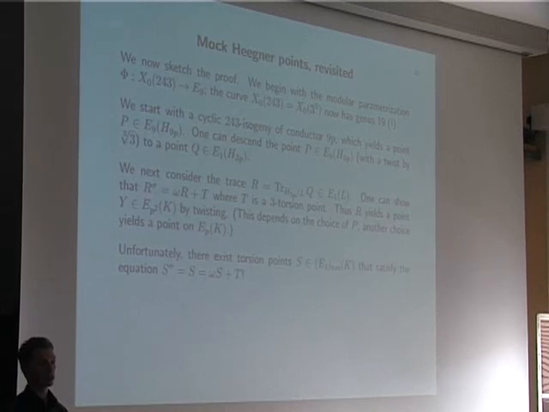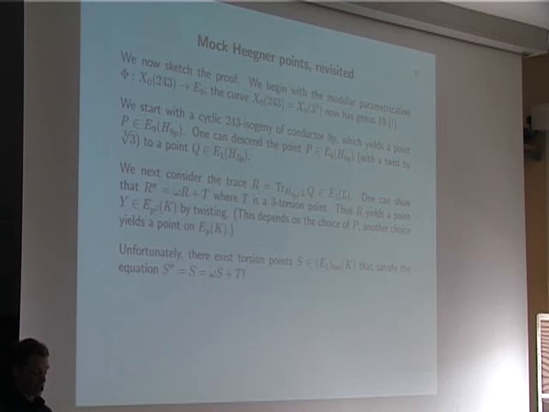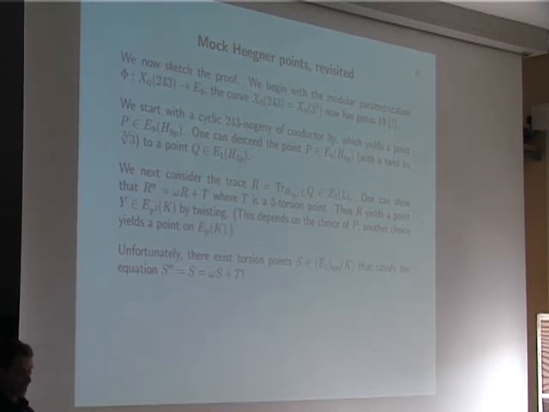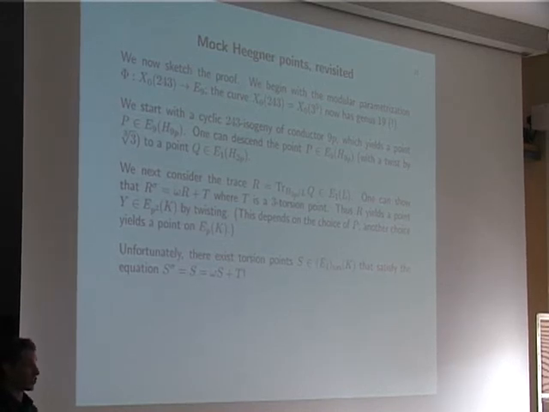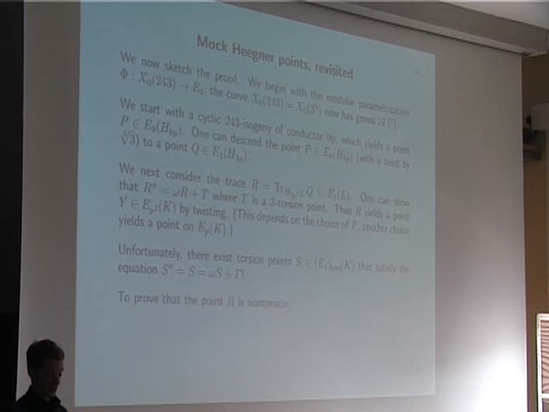So we would be done, like before, if we could show that no torsion point satisfied this equation, S sigma equals omega S plus T. But it turns out there are torsion points. So we don't just get to conclude by a contradiction. So we have to work a little bit harder.